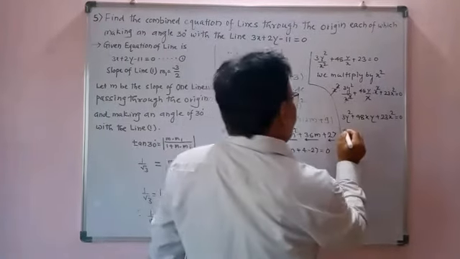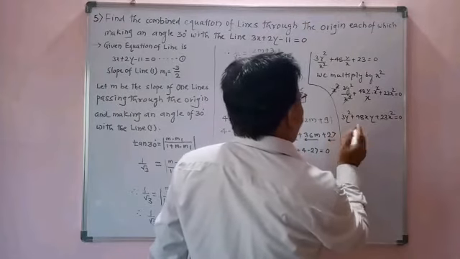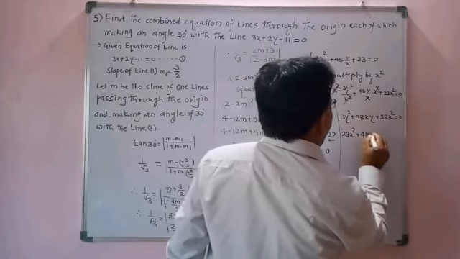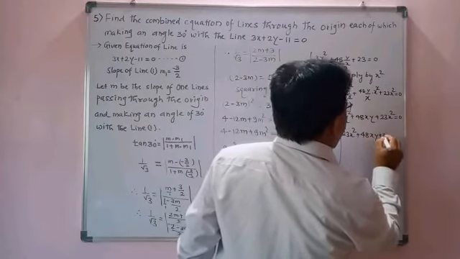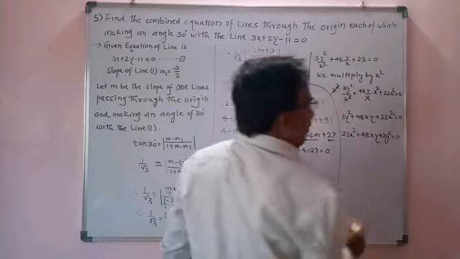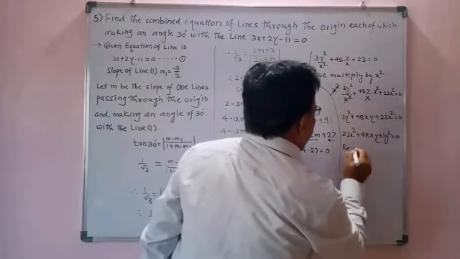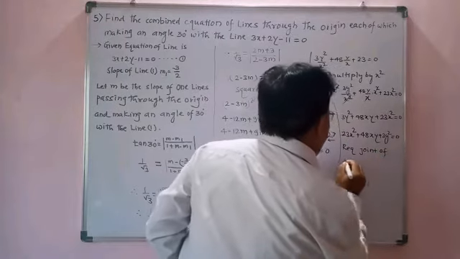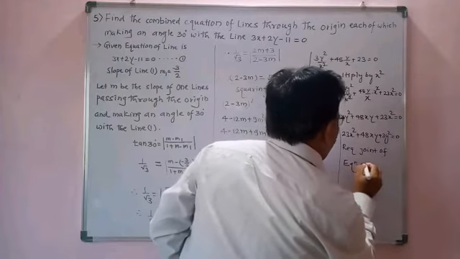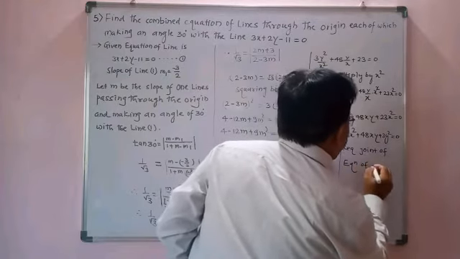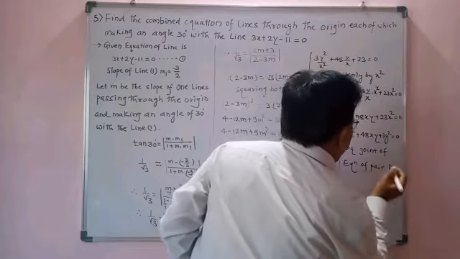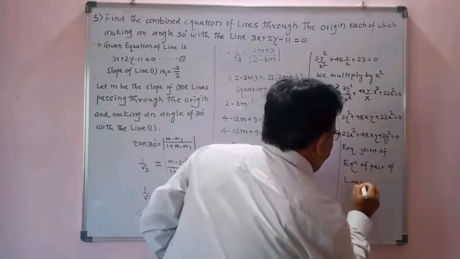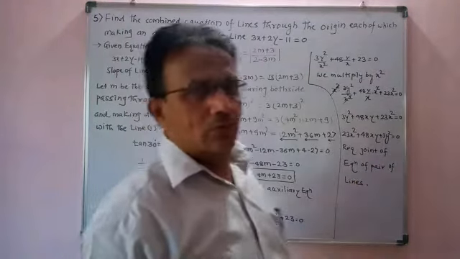We write this equation: 23x square plus 48xy plus 3y square equal to 0. This is the required joint equation of the pair of lines passing through the origin.